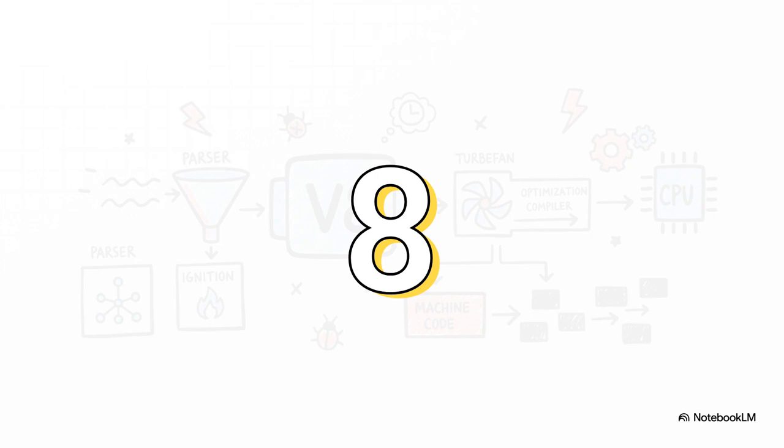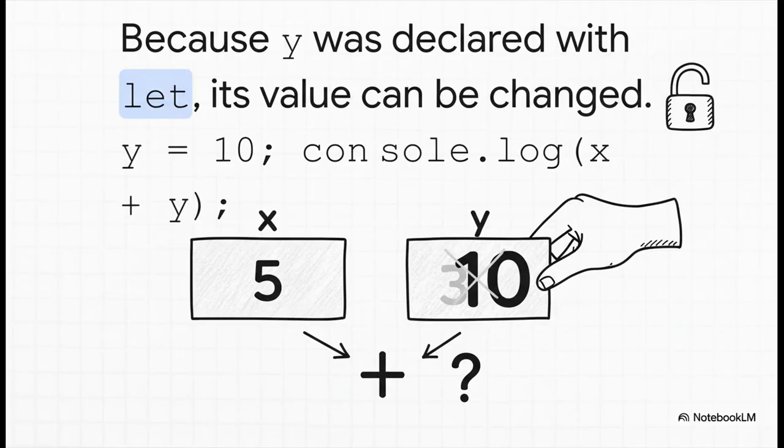The program looked inside box x, saw a 5, looked inside box y, found a 3, added them up, and gave us the answer. Super simple, but also super powerful. Now, remember how we used the let keyword for y? That means we're allowed to change what's inside that box. So here, we're taking out the 3 and putting in a new value 10. Now, what happens when we run that same addition again?